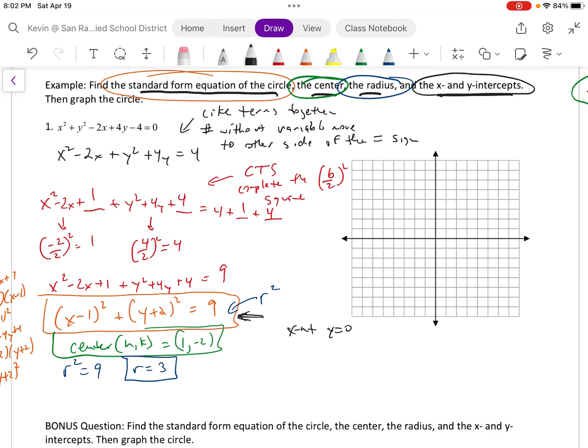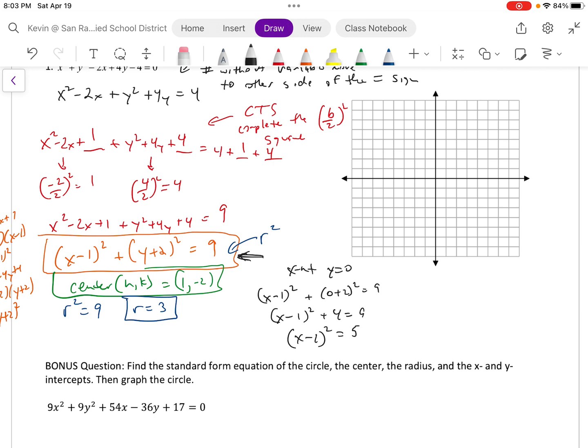So for x-intercept, y equals 0. So I'm going to use this equation here. It's better to use this equation. Math is easier. So go (x minus 1) squared plus (0 plus 2) squared equals 9. (x minus 1) squared plus 4 equals 9. (x minus 1) squared equals 5. So I'm going to take the square root of both sides. So I have x minus 1 equals plus or minus the square root of 5.